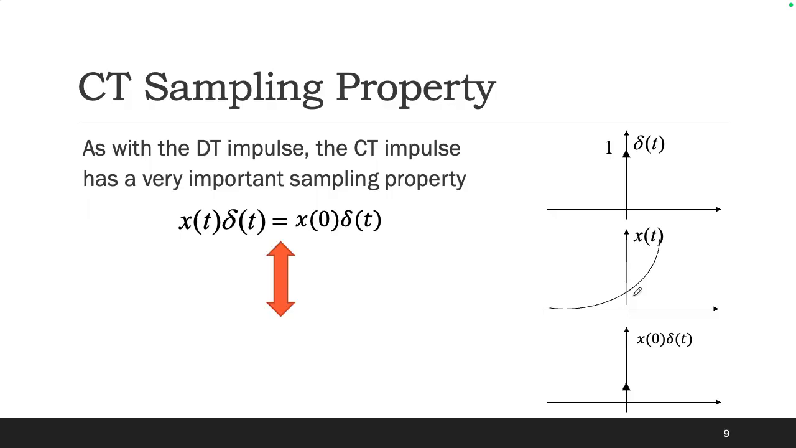Okay. And then similar with this one, it's just a shift. It will be delta t minus t0. For example, this is t0, which means you can get this value here. That makes sense to you? Okay. So this is like a sampling property.